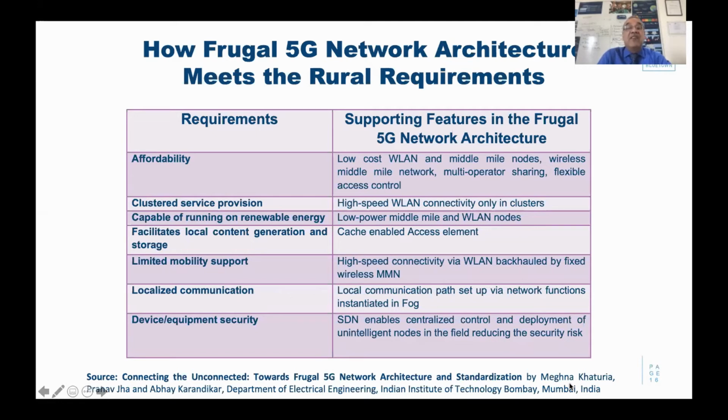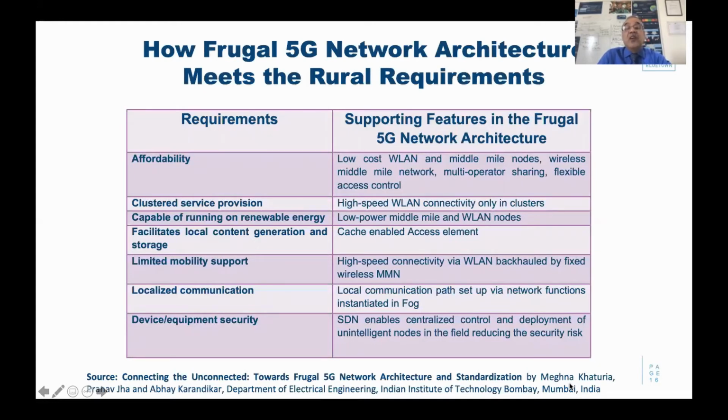On the left hand side, you have the requirements, and on the right hand side, you have the features in the frugal 5G network architecture. The first requirement, as I mentioned, was affordability. Affordability can be met by low cost WLAN and middle mile nodes, a wireless middle mile network, multi-operator sharing also, and flexible access control. Then clustered service provision: high-speed wireless connectivity only in clusters. You don't have to cover all the area. Wherever there is population, you cover that.